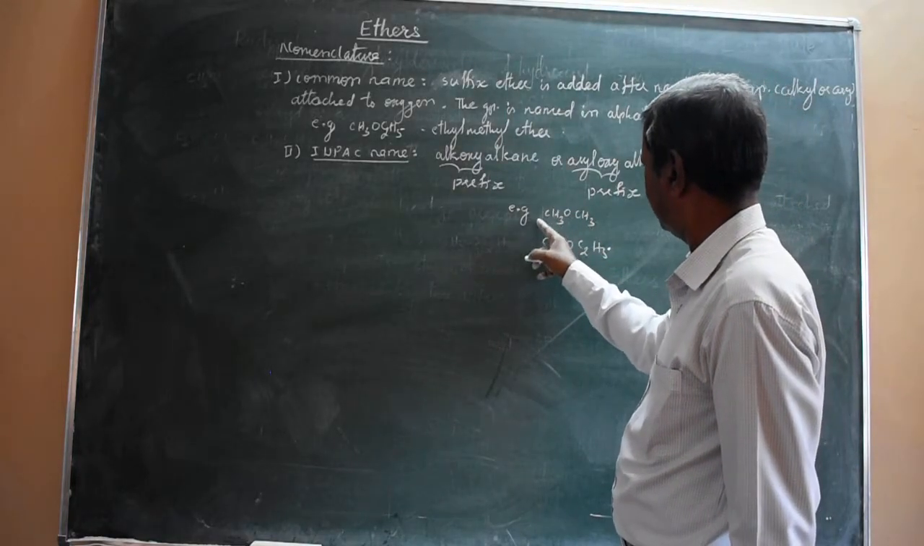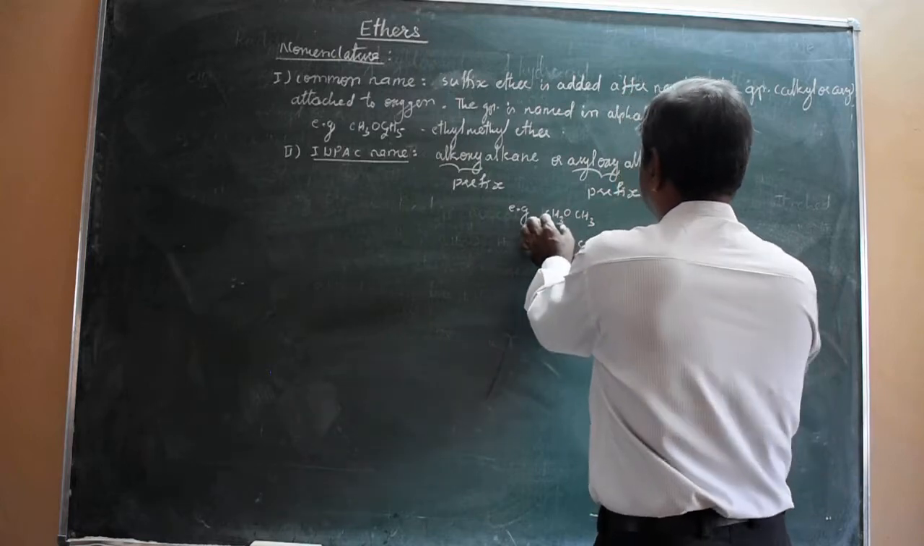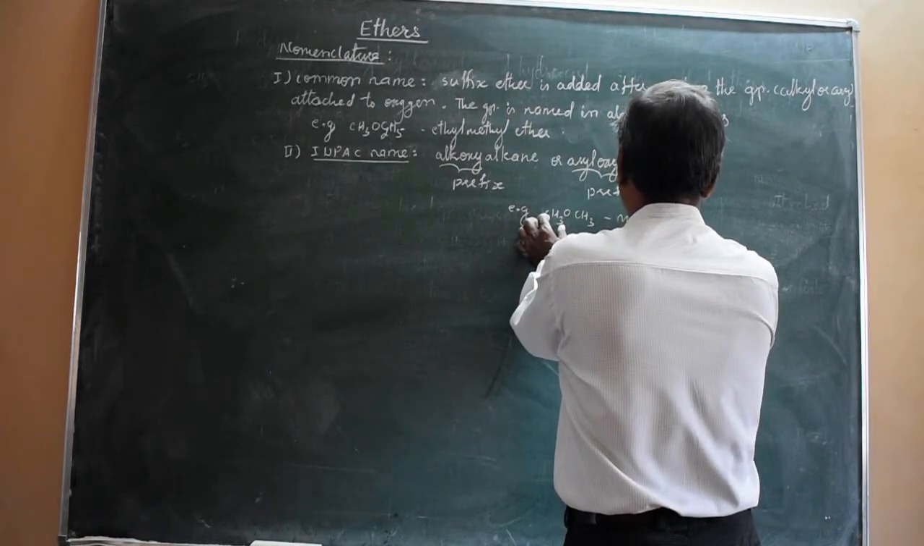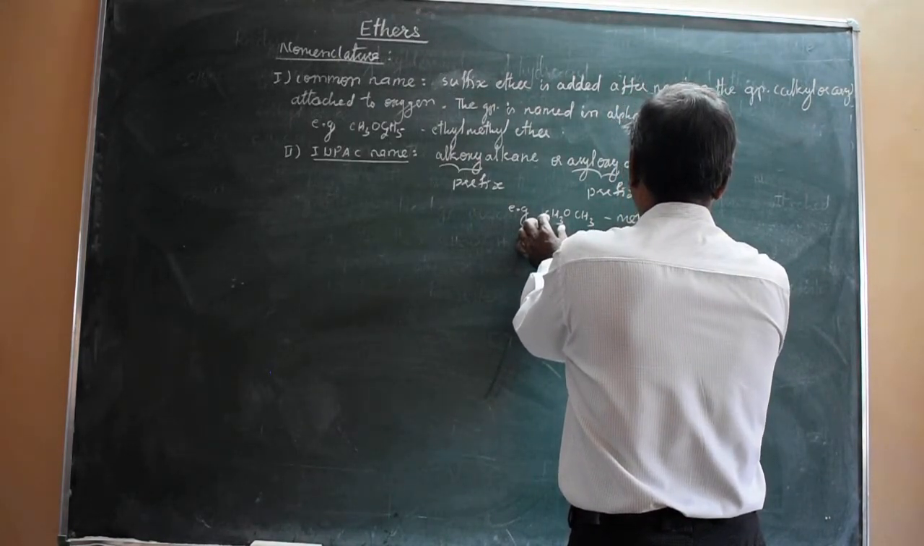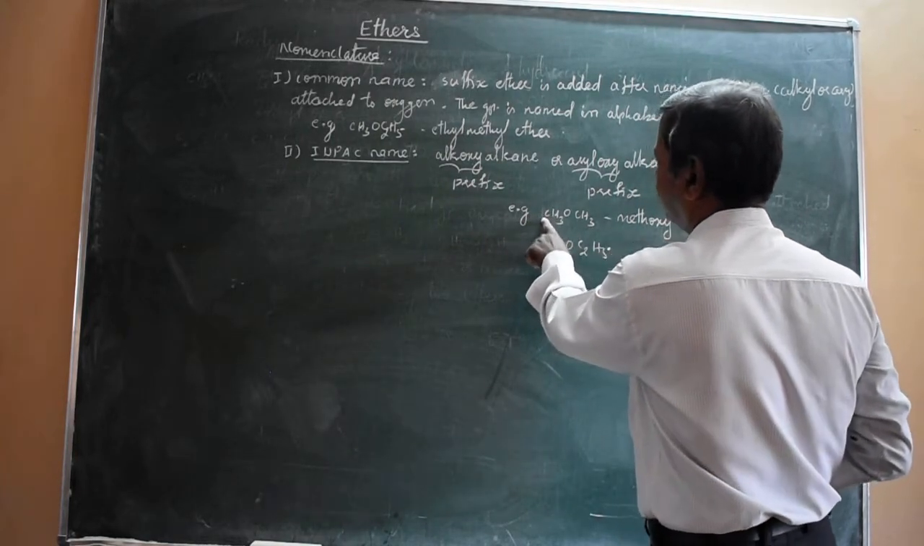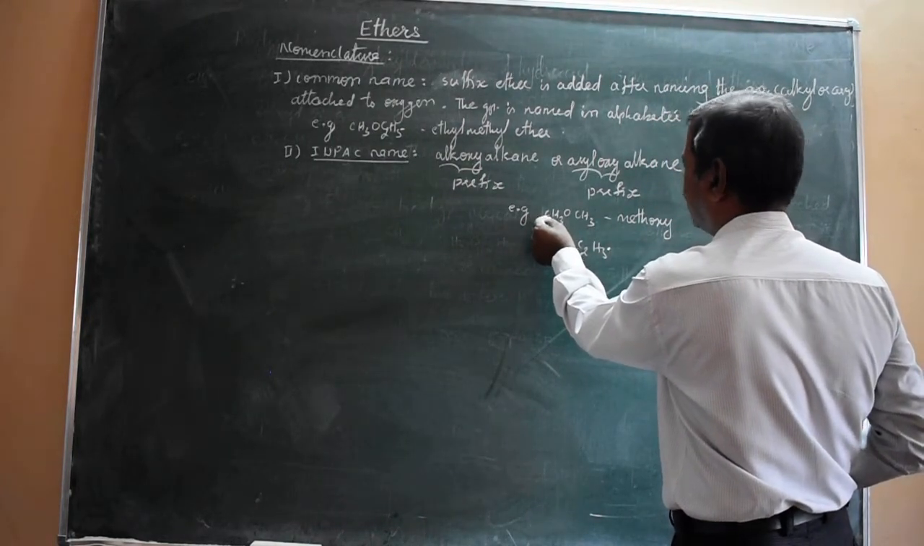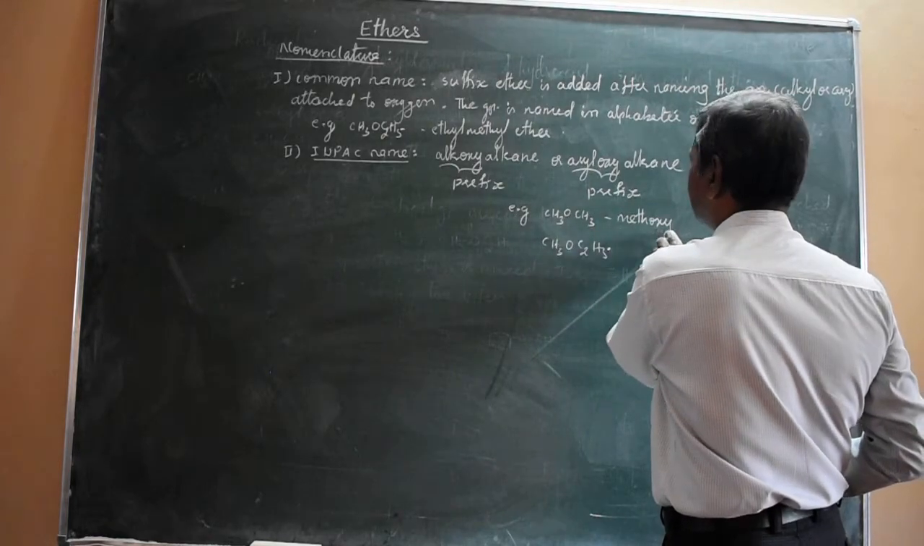First we have to name one group as alkoxy, that is methoxy. Alk means alkane, the carbon chain, methane, and again methoxy.